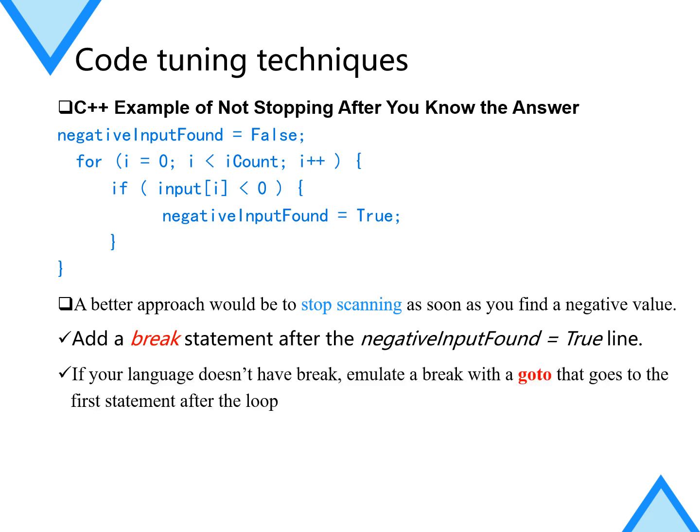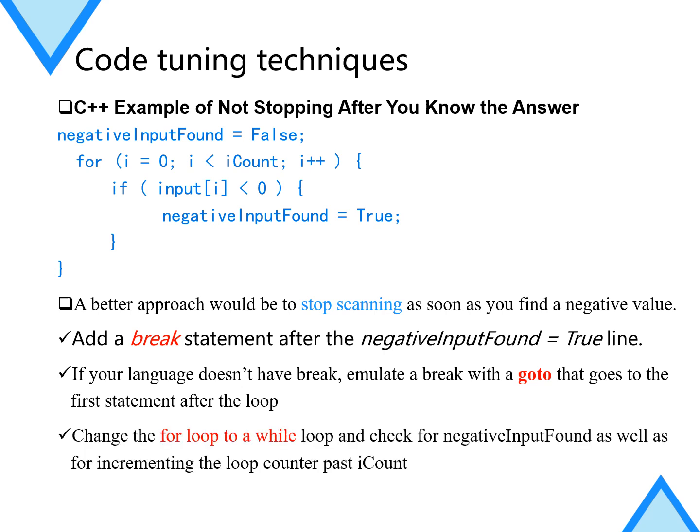If some languages do not support the break statement, then you can implement goto. You put some label outside the loop, and after negative input found equal to true, you write goto label. If negative input found equal to true, then it will go outside the loop. So you can implement a break statement using a goto statement. Java doesn't support goto, but Java has a break statement, so in Java you must use the break statement.